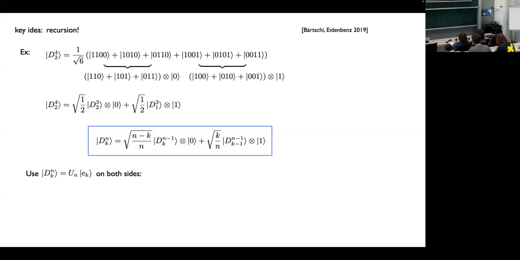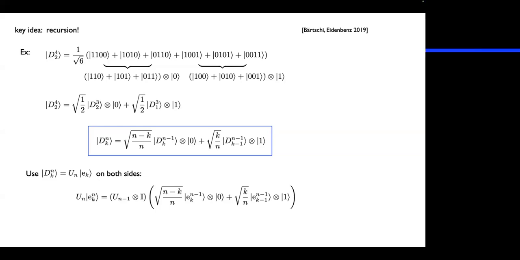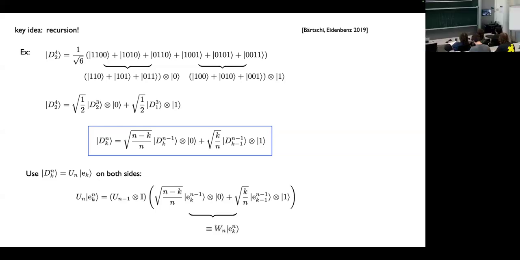So I'm going to replace the Dicke states in terms of U on both sides. Okay, and because we assume that these U's don't depend on K, I can bring it outside of the two terms. So here the K's are different. Okay, and then what's left is this, and I'm going to define a new operator W, which when acting on my reference state will produce these two terms.